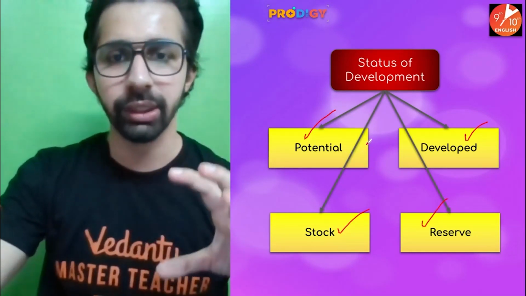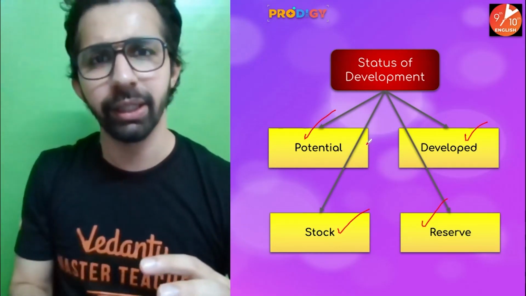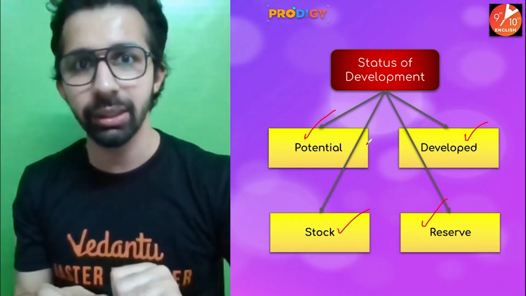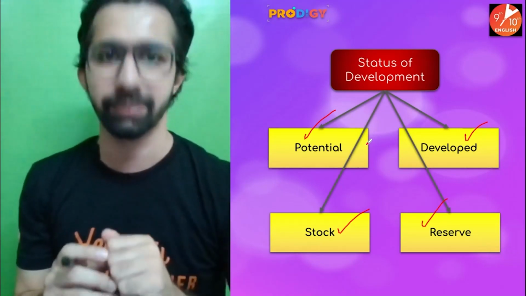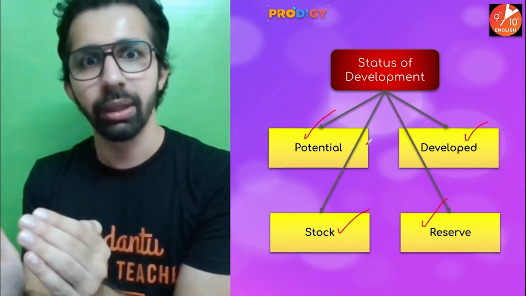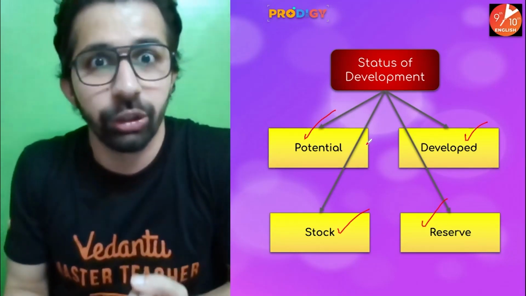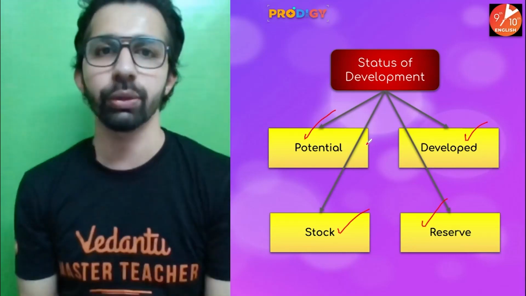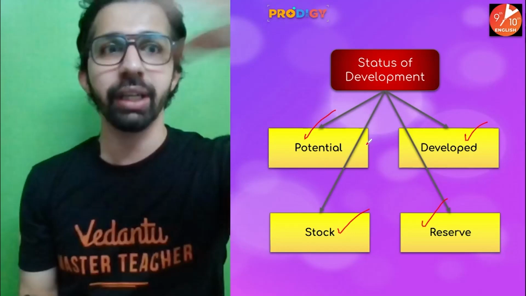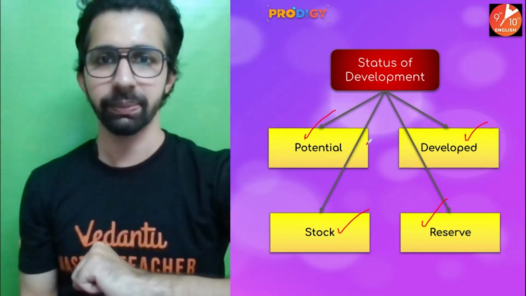Guys, in potential resources, we have already identified the resources. What is the meaning of identified? We know that resources are available, but due to some or the other reason, we are unable to use that resource. Are you guys understanding? Like, we know that resources are available, but due to some political reason, or it can be due to lack of technology, we are unable to utilize the resource. We have identified, we know resources are available, but due to various reasons, we are unable to use it as a resource. That comes under potential.